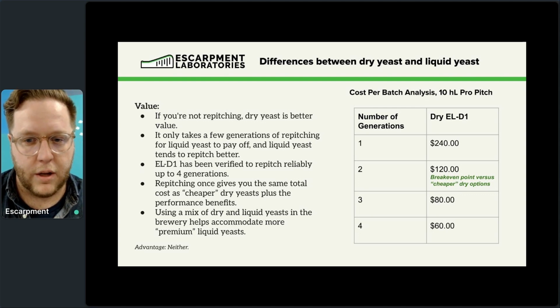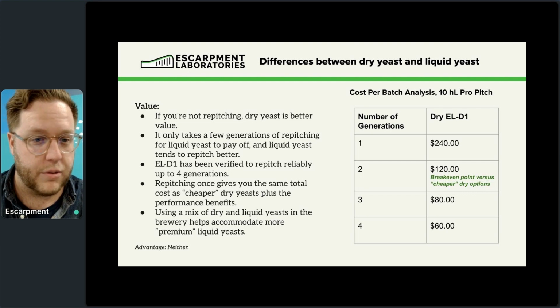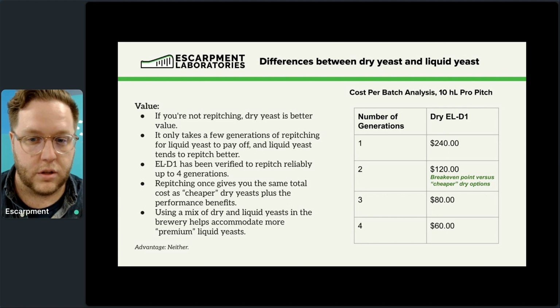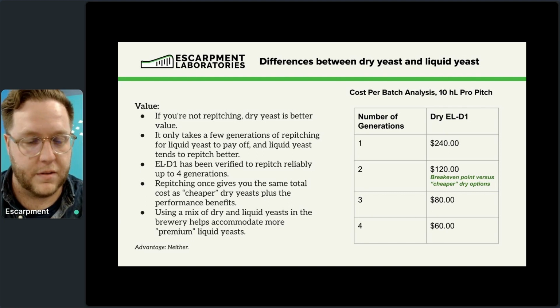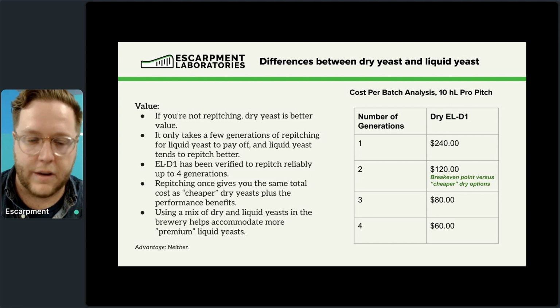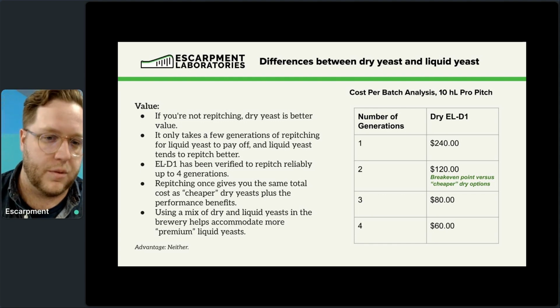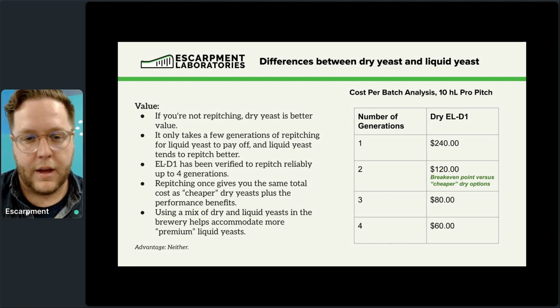I think in a lot of cases, looking at the cost structure, you really don't need to repitch more than that on a dry strain, and even if you're at 2 or 3 generations, you're at the break-even point against some of the lower cost dry yeast options that might not offer some of the same benefits in terms of performance. And we're going to get into that as well and show you where some of the potential efficiency benefits are over some of the other options out there.